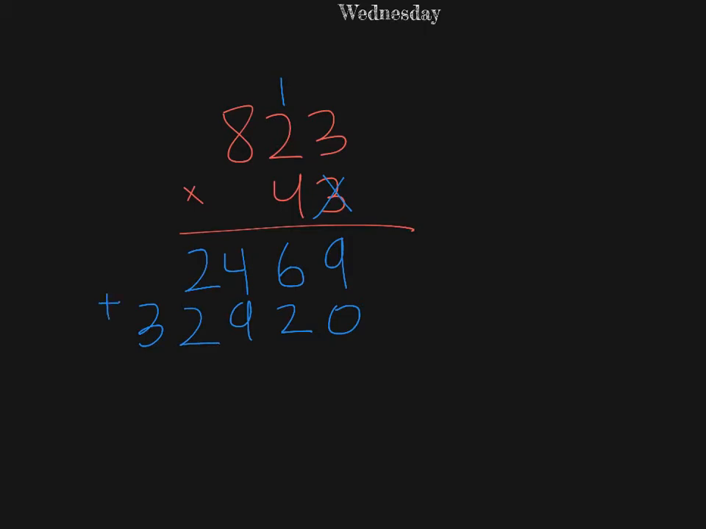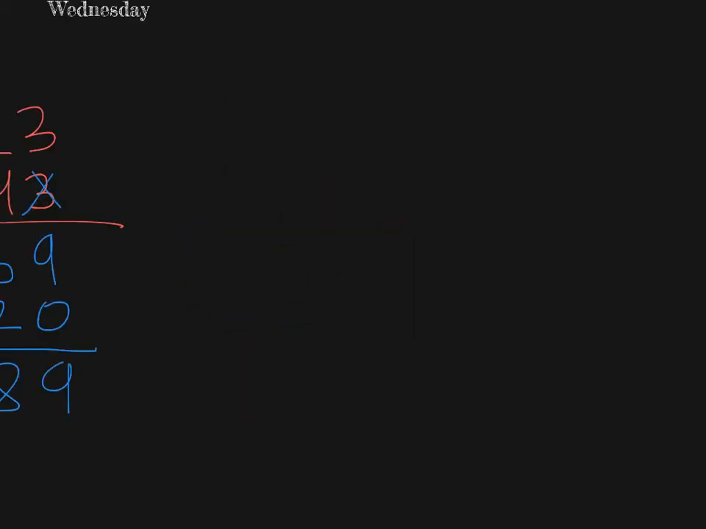Now we add our partial products up. 9 plus 0 is 9. 6 plus 2 is 8. 9 plus 4 is 13, carry my 1. 1 plus 2 is 3. 3 plus 2 is 5. And then 3 is by himself. It's going to give us a final product of 35,389. Let's move on to the second one on finding the quotient.